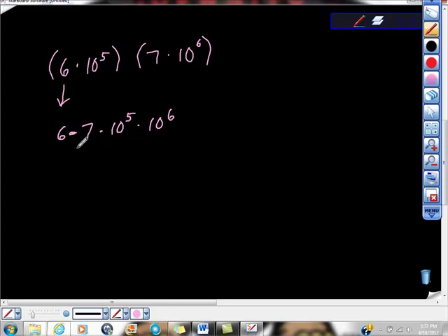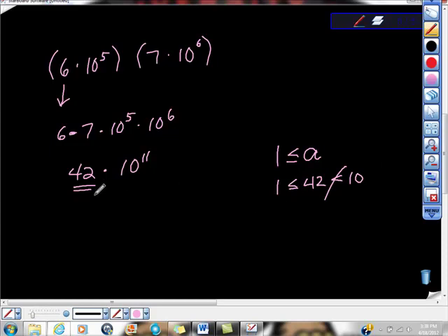Well, this looks really good at the beginning because 6 times 7 is 42. That makes sense. And 42 times 10 to the fifth times 10 to the sixth is 10 to the 11th, isn't it? But remember, this value in front, if we're using scientific notation, is called A, and A has got to be greater than 1. And that works out good because 42 is greater than 1, but it's not less than 10, is it? So this is not true. So we have to change this.